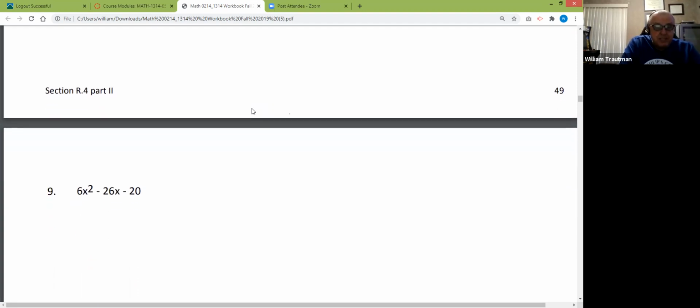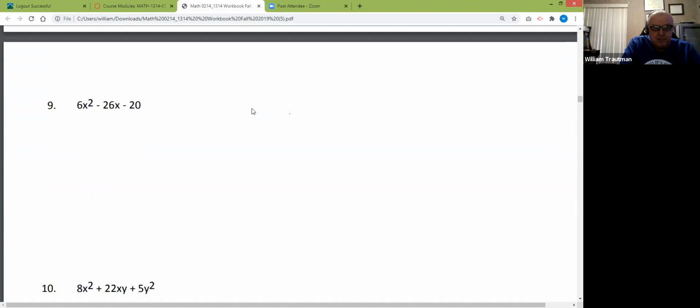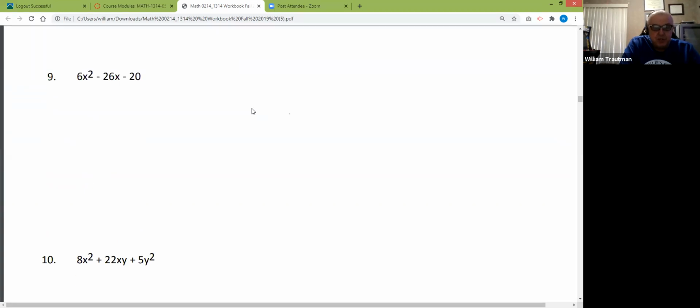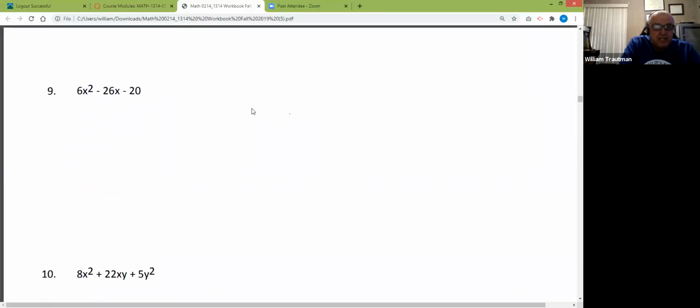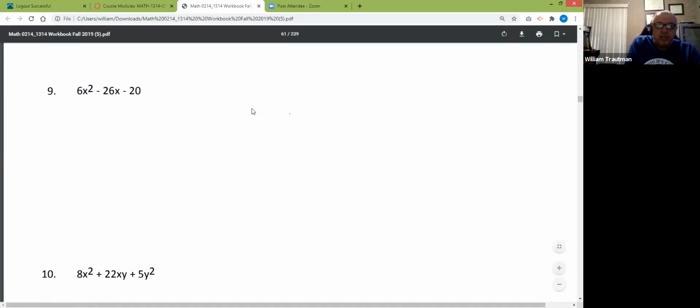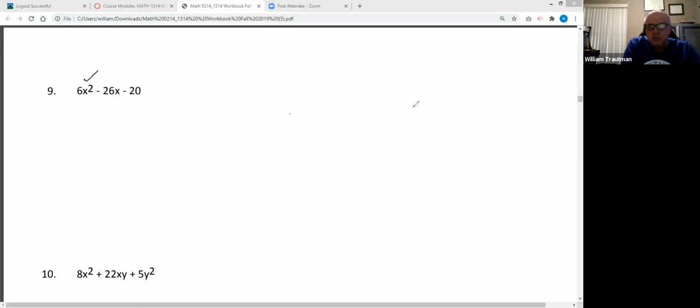Oh, is this the last one? No, there's a 9 and a 10. So I'm going to do problem 10. I'm not going to do 9. You can look in the back of the book for this answer. I'm going to go to number 10.